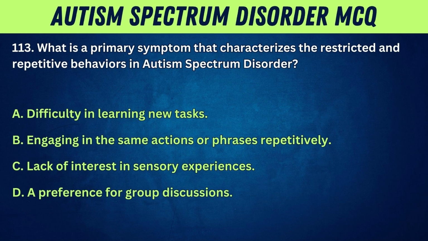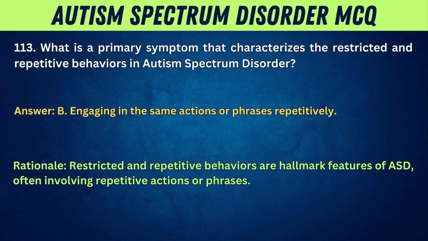113. What is a primary symptom that characterizes the restricted and repetitive behaviors in autism spectrum disorder? A. Difficulty in learning new tasks. B. Engaging in the same actions or phrases repetitively. C. Lack of interest in sensory experiences. D. A preference for group discussions. Answer: B. Engaging in the same actions or phrases repetitively. Rationale: restricted and repetitive behaviors are hallmark features of ASD, often involving repetitive actions or phrases.